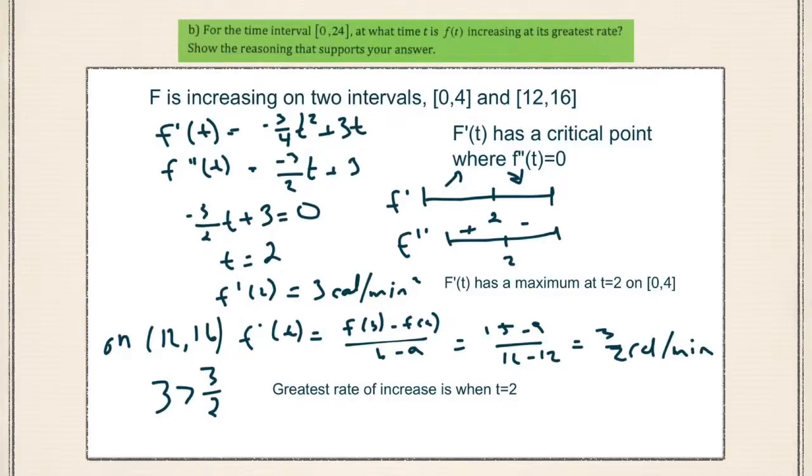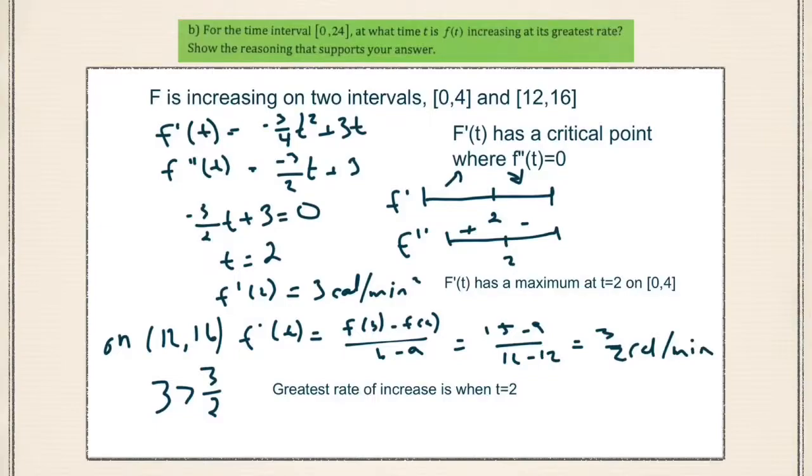For part B, on the closed interval 0 to 24, at what time t is f of t increasing at its greatest rate? Show the reasoning that supports your answer. The greatest rate is the largest slope, and to be increasing at the greatest rate, we know that the slope has to be positive. And the only intervals on the graph that we can see this at are from 0 to 4 and from 12 to 16.